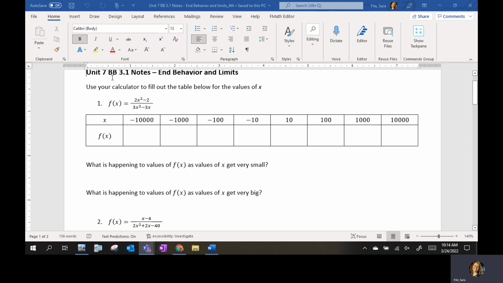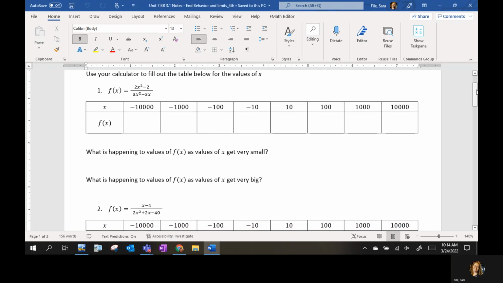Okay, but today we're doing Unit 7 building block 3.1, which is over end behavior and limits. So we're going to start, and I'm going to show you in Desmos how to view a table. If you have a TI-84, TI-83 or an app on your phone that emulates those, that's fine. You can use that and use the table function. But look how far spread these X values are. We've got 10,000, 1,000, 100, 10 in both the positive and negative. So it would take a while to scroll through. I'm going to show you if you're using the calculator.